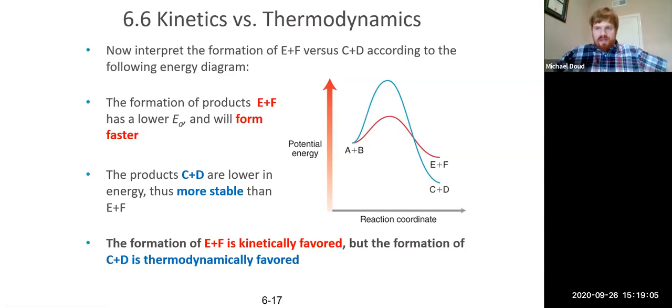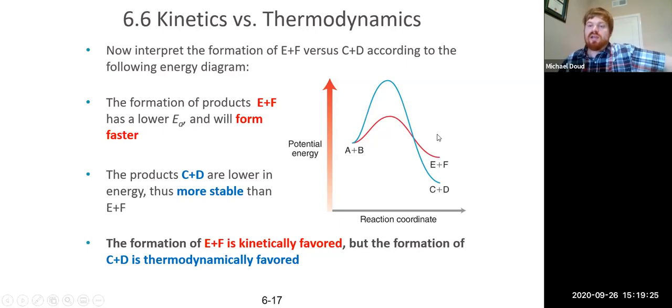But one thing that is interesting is you can think of another example where A and B going to C and D is still thermodynamically favored. C and D is lower in energy than E and F. So thermodynamically, you can get to C and D. You would say thermodynamically, C and D are favored.